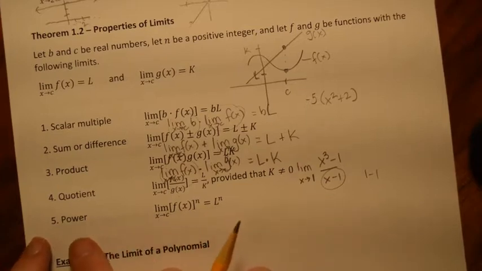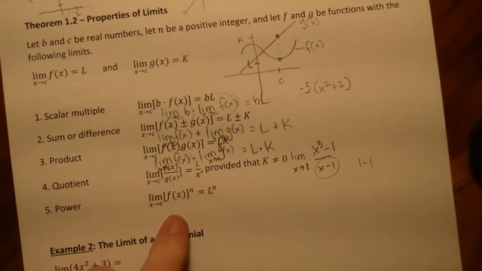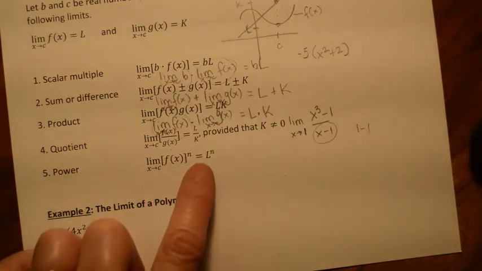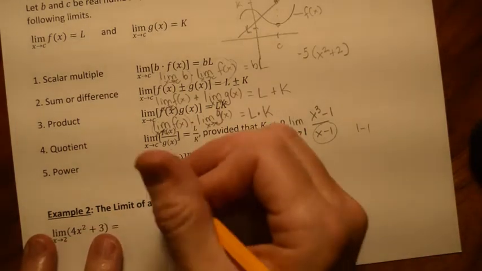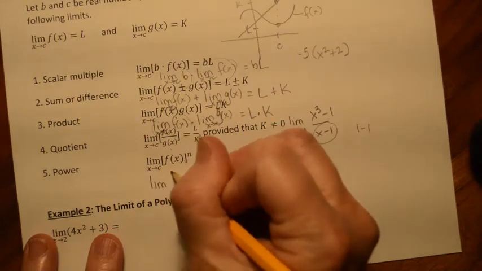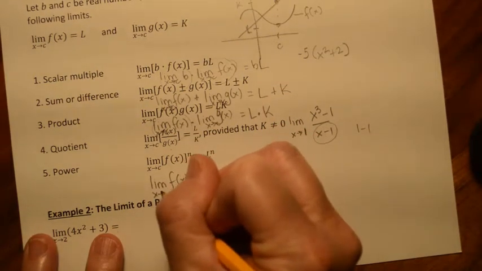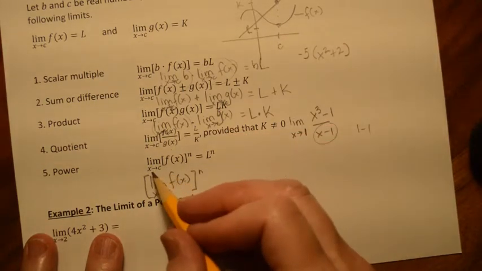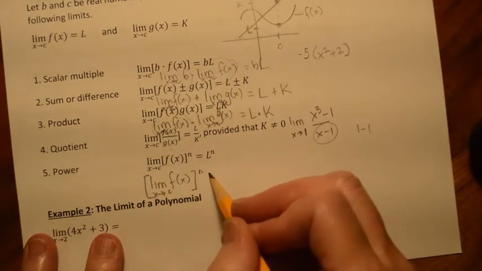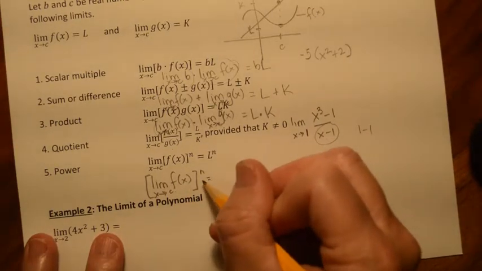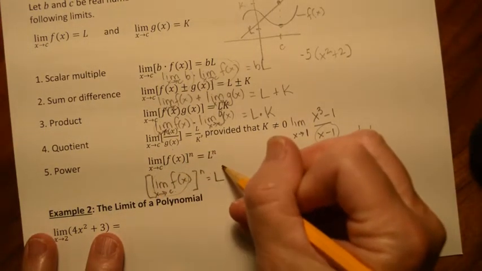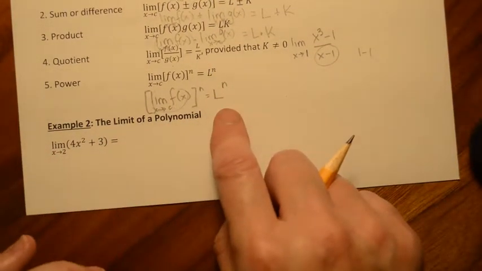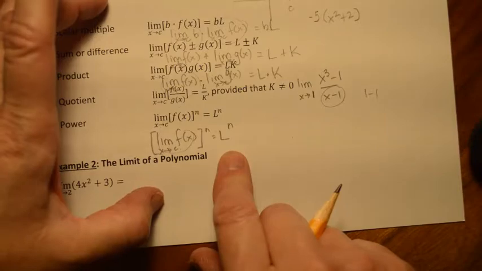Okay, and then finally, this power rule, saying that if I have the limit of f of x to some power, that's the same thing as doing the limit of f of x as x approaches c, and then taking that power. So the limit of a power is the power of the limit. And we know that this is just L. So this is L to the n. So everything that we would hope to be true about limits, this is saying is true.